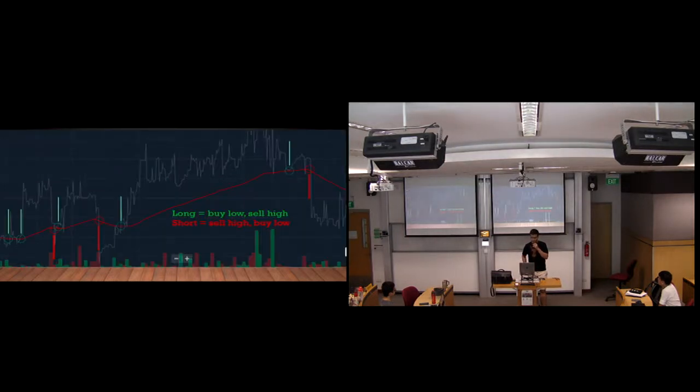So what the algorithm does, as mentioned earlier, is that whenever the price goes above the red line, as seen by the green candles, it will place purchase orders. And whenever it goes below, it will place sell orders.